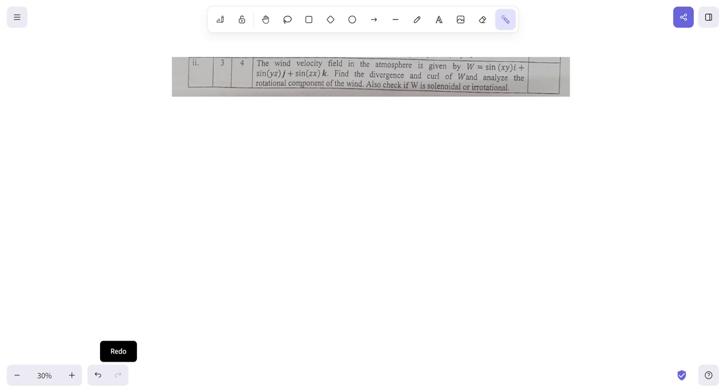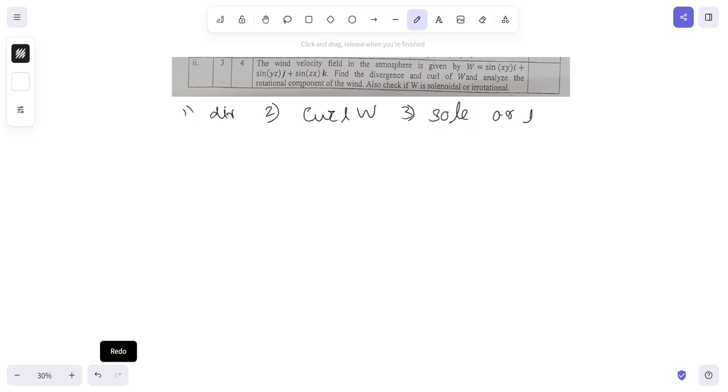So first we will write what we have to find. First thing we have to find is the divergence. Next we have to find the curl of W, and then we have to check whether the divergence and the curl and the rotational component are solenoidal or irrotational. So let's start with the question.